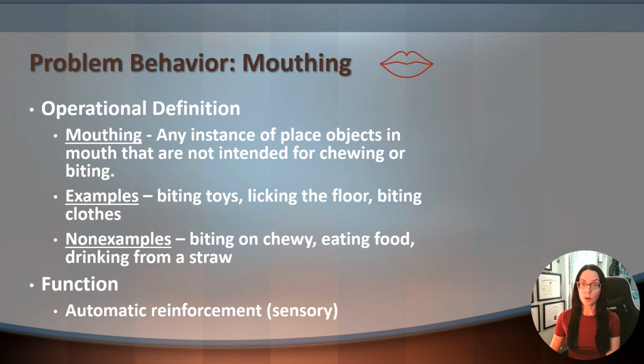Another one of Client P's problematic behaviors was mouthing. The operational definition of mouthing is any instance of placing objects in the mouth that are not intended for chewing or biting. Examples include biting toys, licking the floor, and biting clothes. Non-examples included biting on a chewy, eating food, or drinking from a straw. The perceived function from the FBA was automatic reinforcement, or sensory.